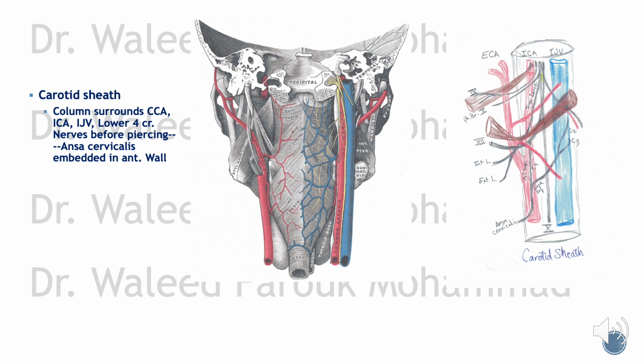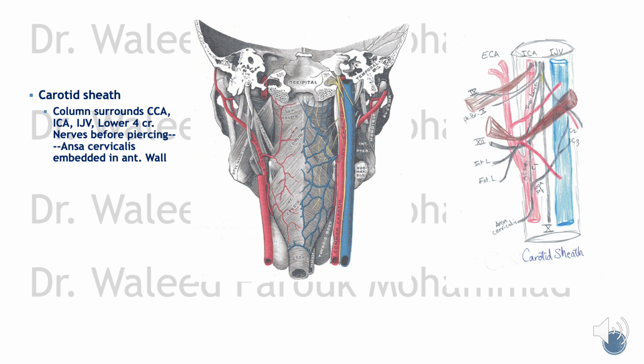Last of the fascia, a collection of fascia in the form of an envelope, is called the carotid sheath. Now the carotid sheath is a condensation of fascia. Below, it's around the internal jugular vein, the common carotid artery with the vagus nerve in between and posterior, together with the ansa cervicalis. It's a loop of nerves embedded in the anterior wall of the carotid sheath.